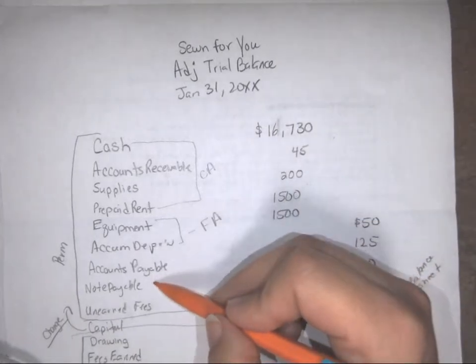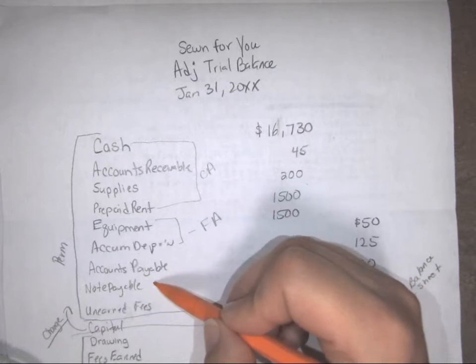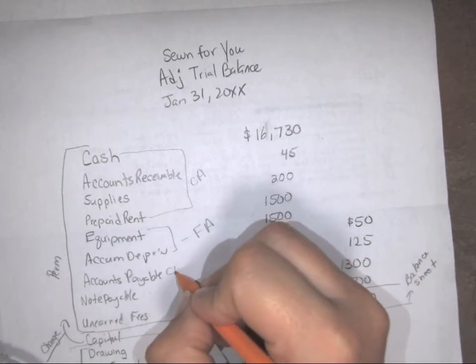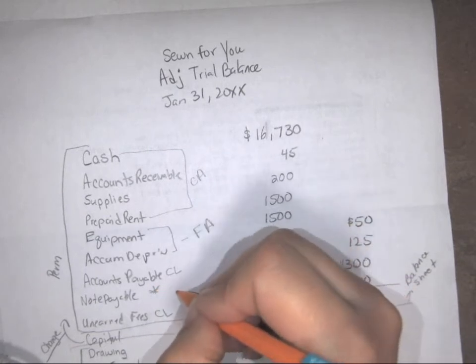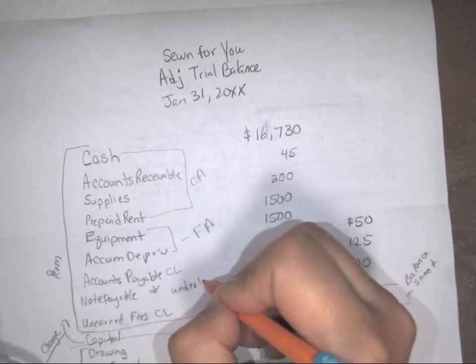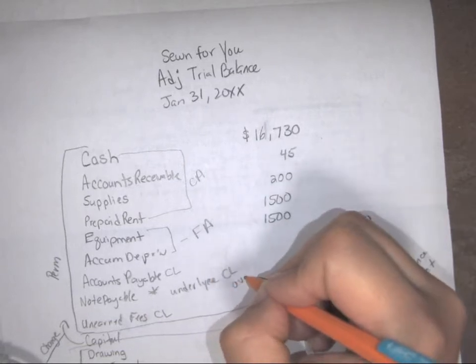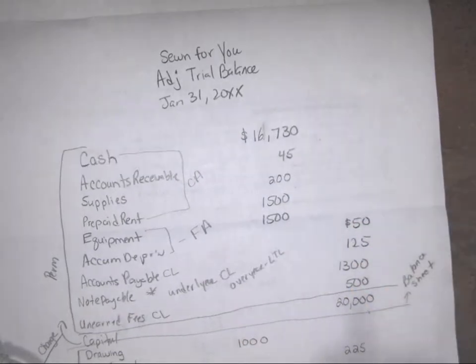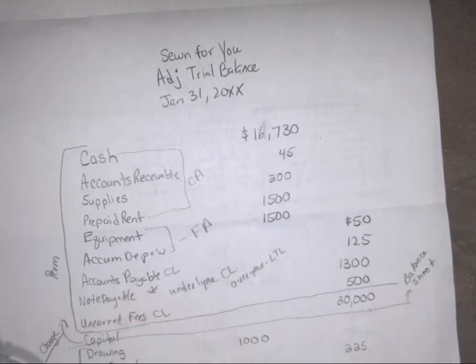Note payable can be either a current liability, or it could be a long-term liability. Accounts payable is a current liability. Fees earned, current liability. Again, note payable, it depends on the time. If it's under 1 year, then it's going to be a current liability. If it's over a year in payment, then it would be a long-term liability. So it's really just going to kind of depend. I'm going to treat it as a long-term liability just so that we can do the classified balance sheet and you can see how that actually is going to work for us.